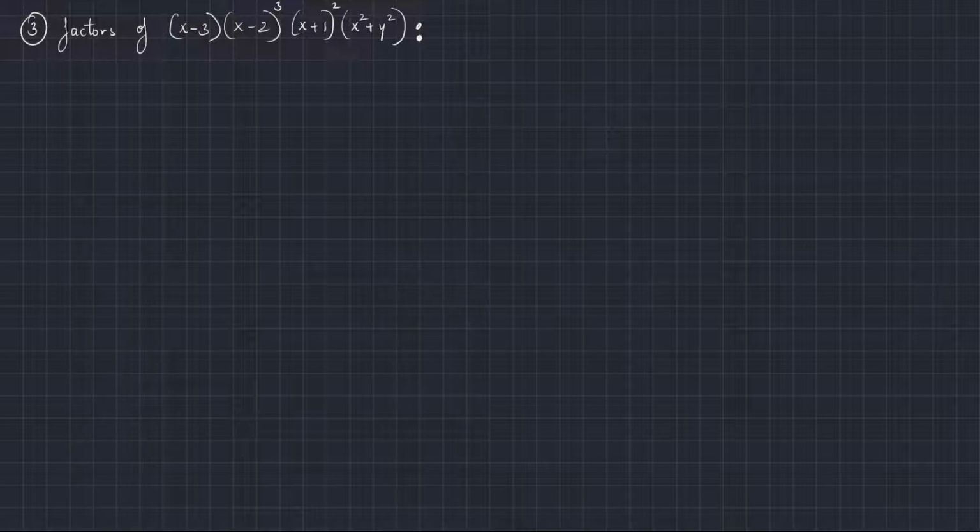Now the next one might seem a bit tricky because there are plus signs, minus signs, and exponents all over the place, but this shouldn't change our approach. Again, every expression has 1 and itself as one of the factors. So we have 1 and this expression, which is x minus 3, x minus 2 cubed, x plus 1 squared, and x squared plus y squared.